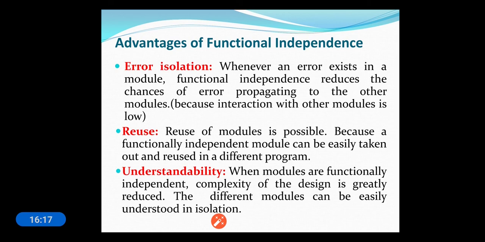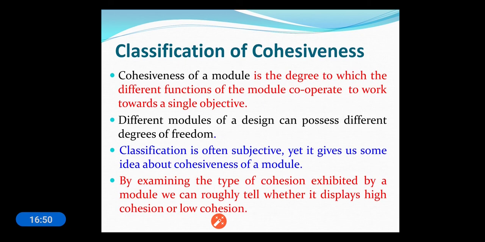The next one is reuse. Whenever there are fewer interactions among the modules, that is, when a module does not depend on other modules, we can isolate it and reuse it again. That means we have the reusability nature. The next one is understandability. If a module is isolated, that is, if it has fewer dependencies on other modules, then it will be easier to understand. That's what layered design is.